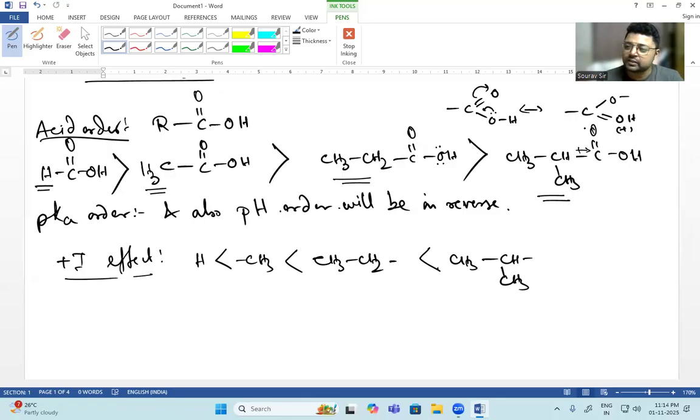That is why this has the least acidity, followed by this, and formic acid has the highest acidity because there is no such plus I effect of the hydrogen. So hydrogen cannot give any electron. It will give some electron, but not much to satisfy the need of the carbon of the COOH group. That is why the resonance will be good in formic acid for this carboxylate part, and thus release of H plus will also be very good. Understood?